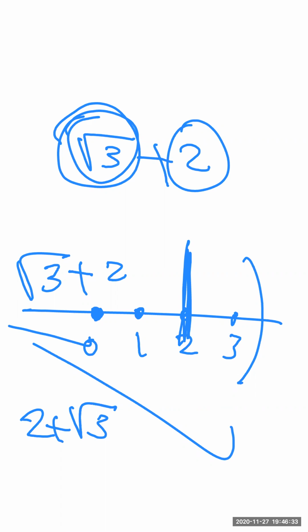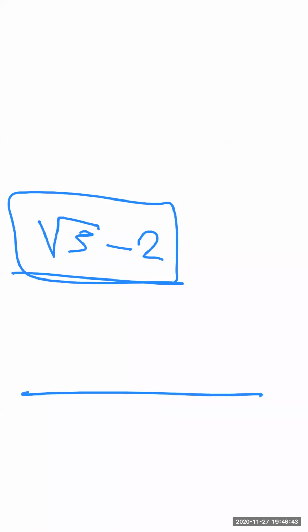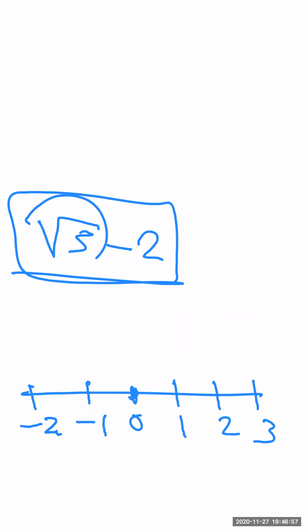Okay. What if it was square root of 3 minus 2? Will we make it negative 2 plus square root of 3? No, you can make it simply like this: 0, 1, 2, 3, negative 1, negative 2. Now it's square root of 3 minus 2, right? Right. Okay, so now I will start from the 0.